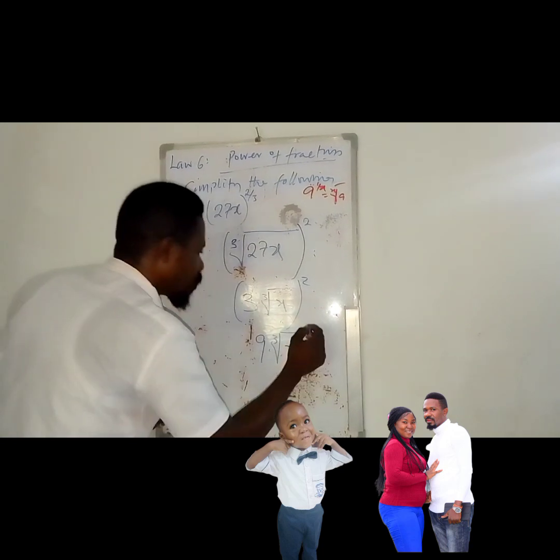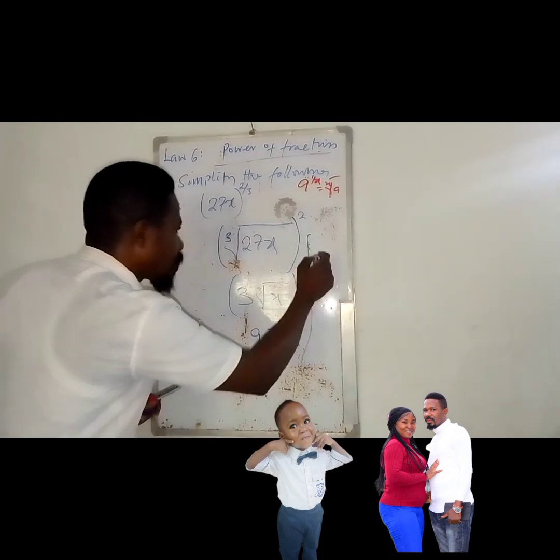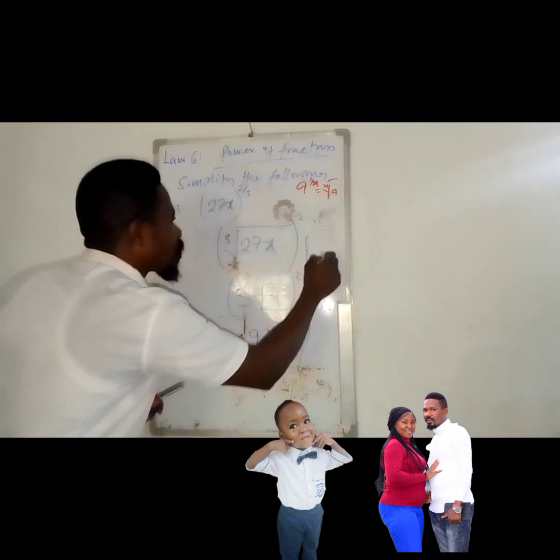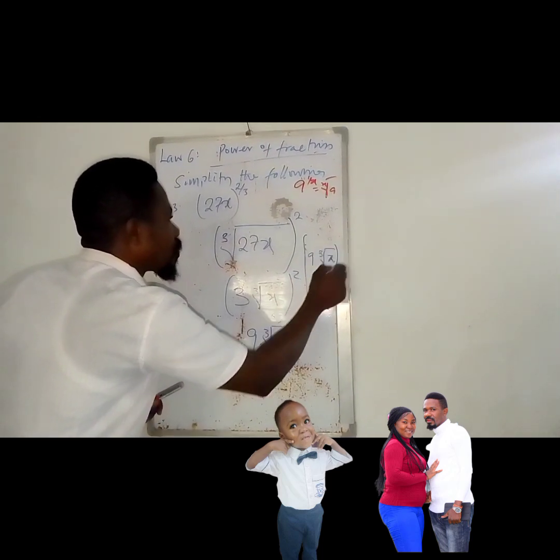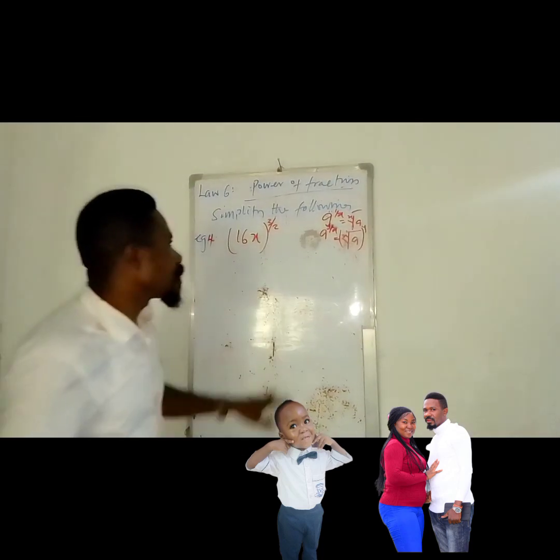Or you can write it as 9 cube root of x all raised to power 2.